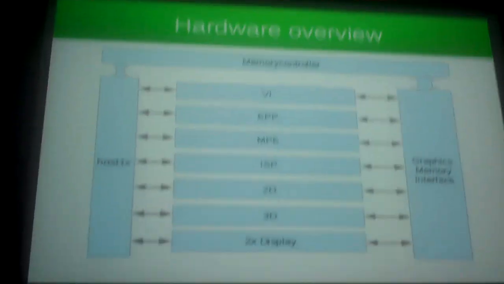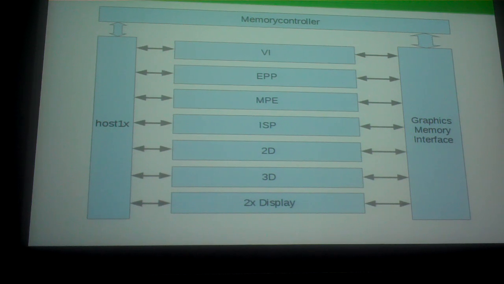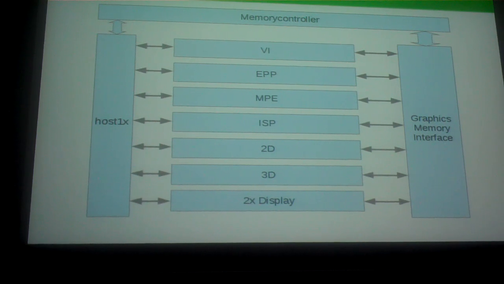DMA execution engine. So you have the DMA buffers of the command stream for all those engines, and you give it to the host, and it executes it on those engines. So that's quite similar to what is done on the desktop graphics cards from NVIDIA.